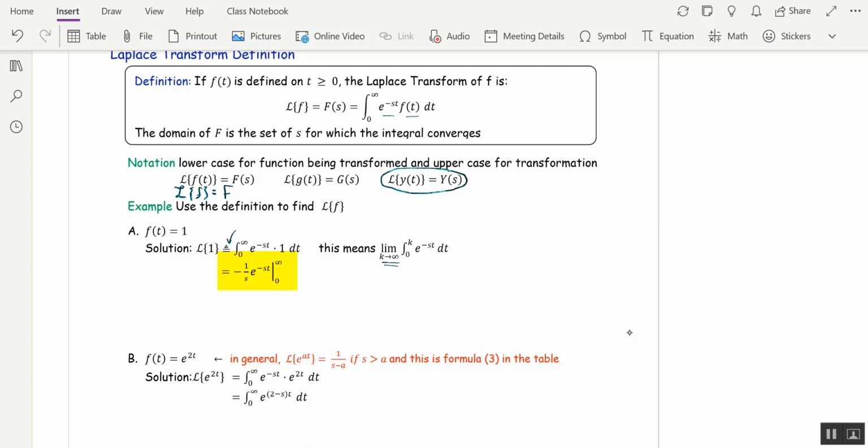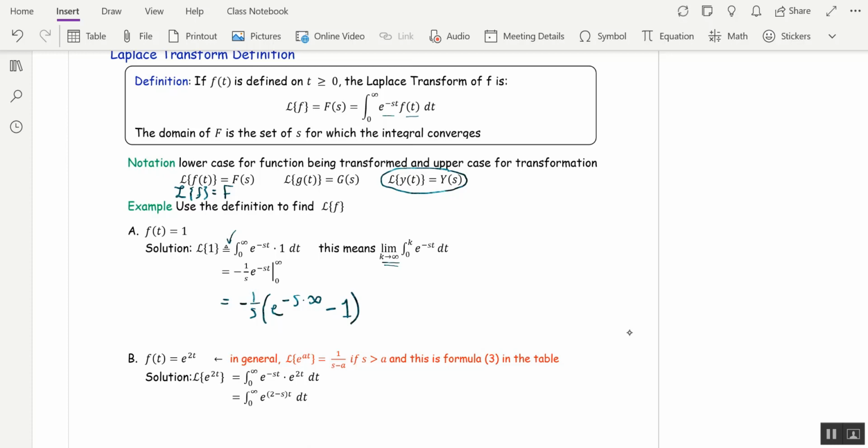Now remember, the variable of integration is t, not s. So my integral is negative 1 over s e to the negative st. So this is negative 1 over s, which is constant. I'm going to pull that out, and I get e to the negative s times infinity minus 1. E to the 0 is 1.